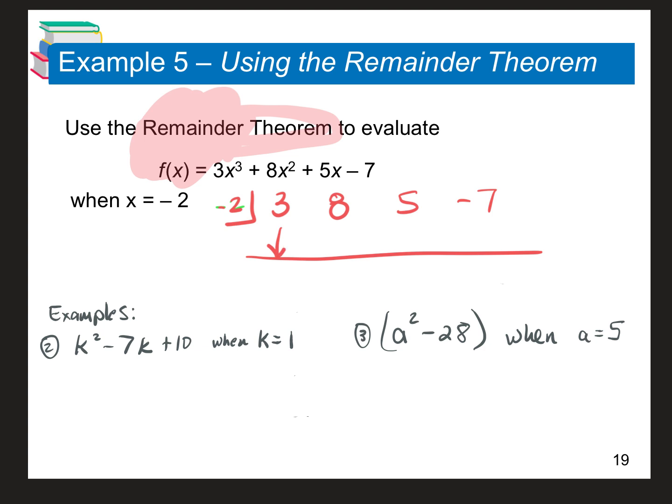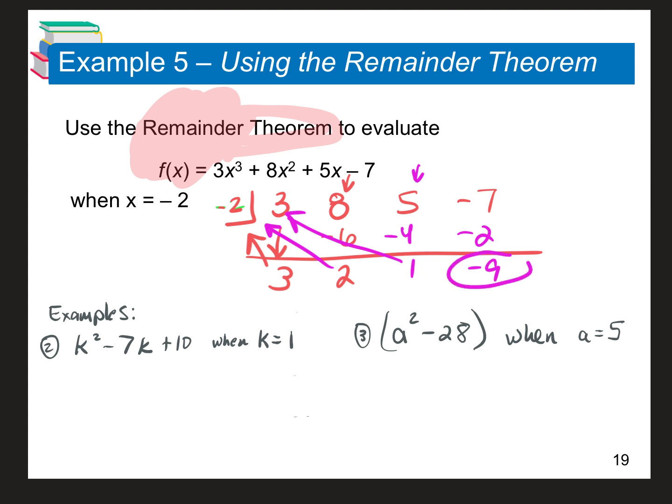So synthetically divide. We bring down the 3. Multiply to the corner. 3 times -2. -6. And then we're going to add down. What's 8 and -6? Perfect. Multiply to the corner. 2 times -2. -4. Add down. 5 and -4. Perfect. Multiply to the corner. 1 times -2. -2. Add down. -9. What is the only thing that matters here?